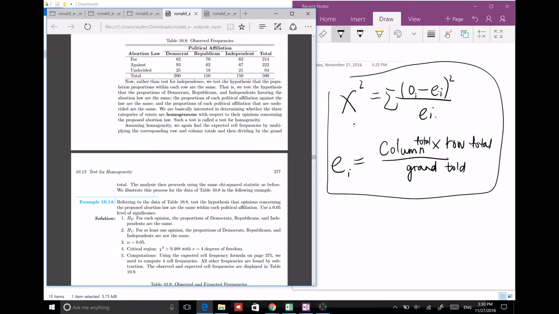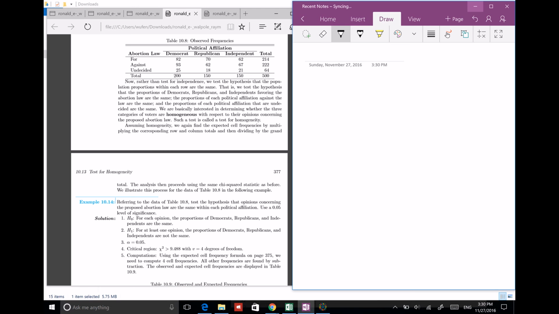The null hypothesis is that for each opinion, the proportions of Democrats, Republicans, and Independents are the same, homogeneous. So p1 equals p2 equals p3; they have the same ratio. The alternative hypothesis is that at least one opinion is different, meaning the proportions of Democrats, Republicans, and Independents are not the same. The critical region is chi-square with v equals 4, where v equals (c minus 1) times (r minus 1). We have three columns and three rows, so the degrees of freedom is 4.